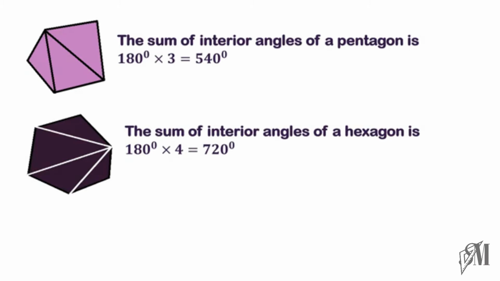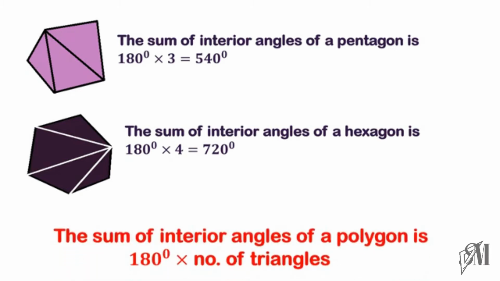Whatever polygon you get, all you have to do is divide it into triangles. And when dividing into triangles, you should remember that the lines you join between the vertices must not intersect. You can't draw one line and then draw another which will cross that line. Keep that point in mind, and then we can conclude the fact that the sum of interior angles is equal to 180 degrees into the number of triangles. Fine. Now this is one method, and there's another method.